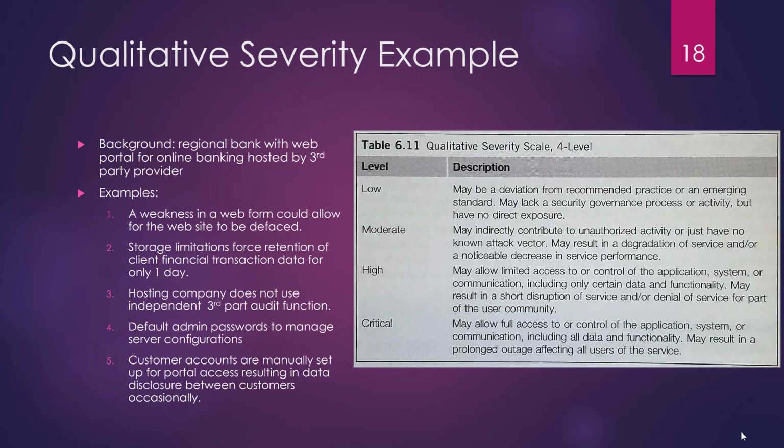So how would you map this in? What would each of these look like? And I would suggest that first one, the reputational damage for a bank that does online banking, probably high. Okay, it's a short disruption of service or denial of service for part of the community. It's still pretty serious.